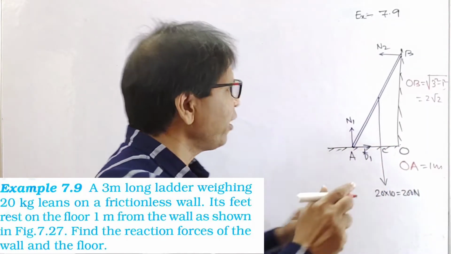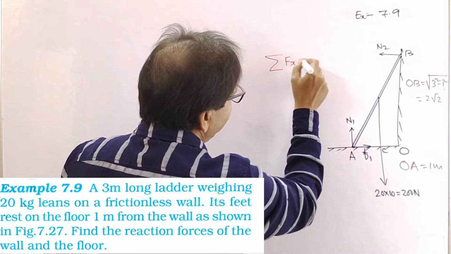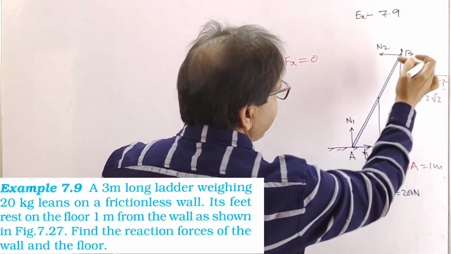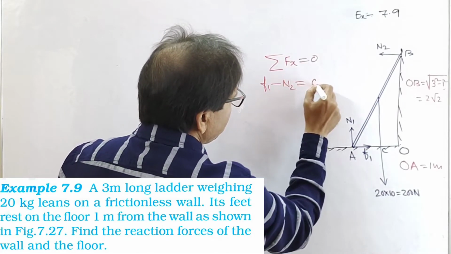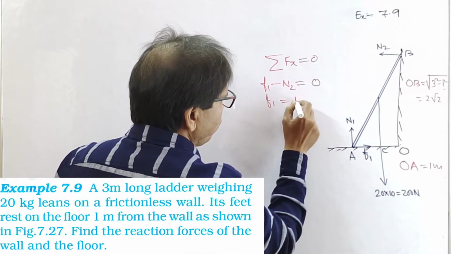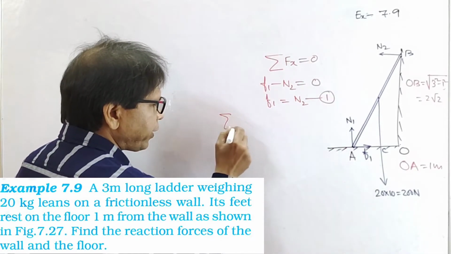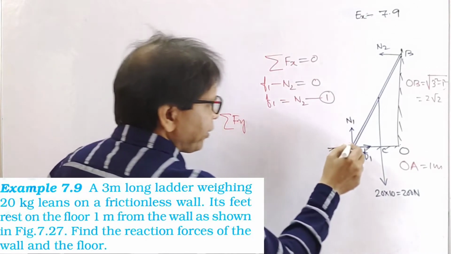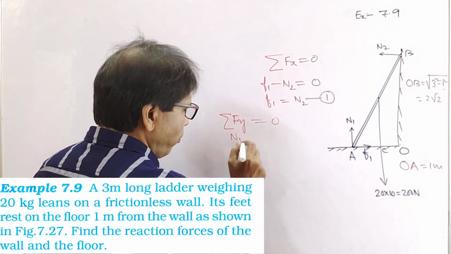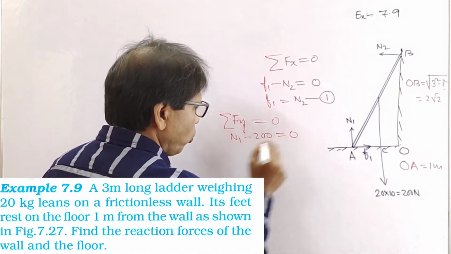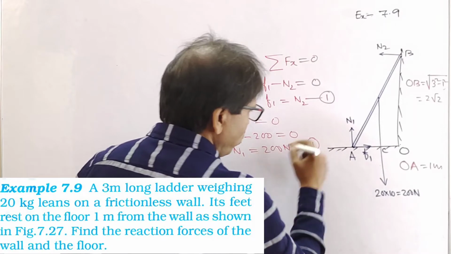Okay, now considering the forces along the x-axis, sigma Fx is equal to 0. This is F1 and this is N2. So F1 minus N2 equals 0, so F1 equals N2. This is equation number 1. Now considering forces along the y-axis, this is N1 and this is the 200 Newton. So N1 minus 200 equals 0, so N1 equals 200 Newton, which is equation number 2.